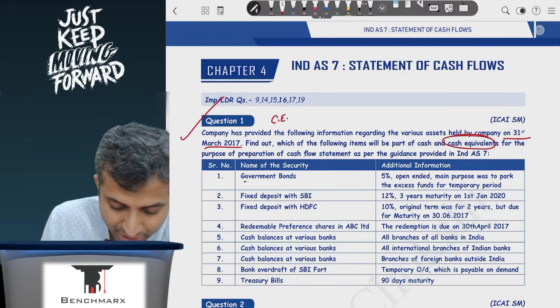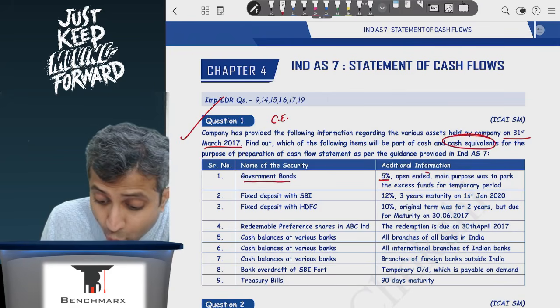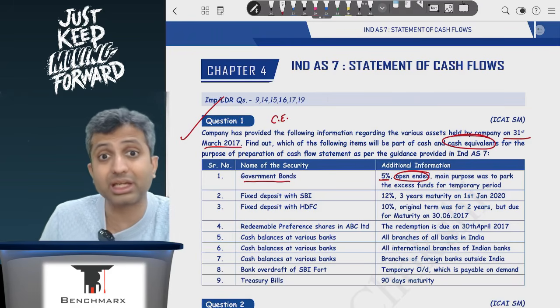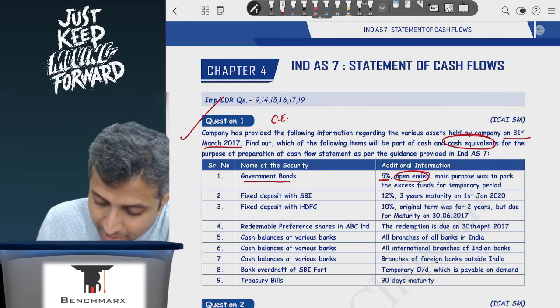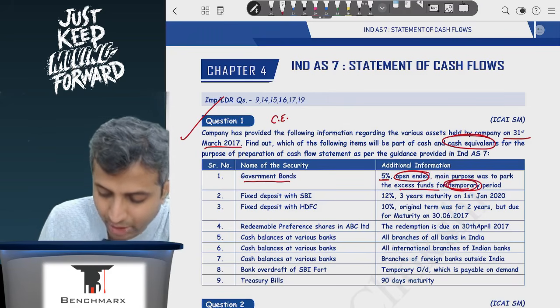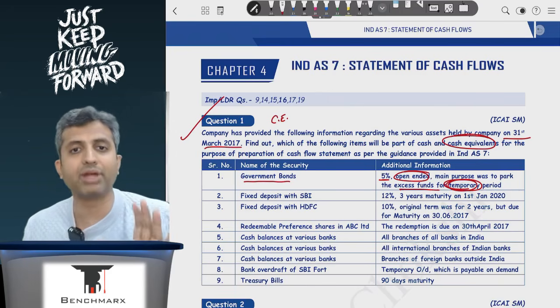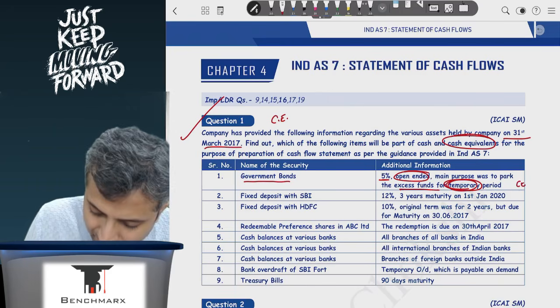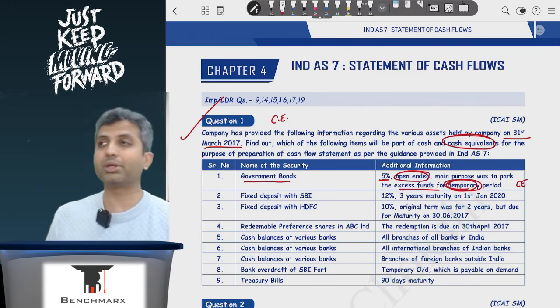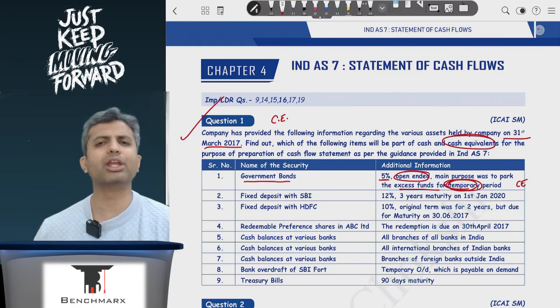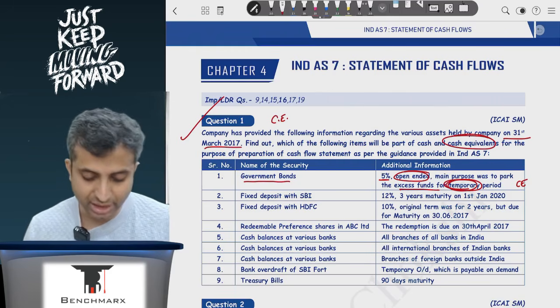Like the first one, there's a government bond. Now this is 5% open-ended. Open-ended means it is open for entry and exit whenever the investor wants. So the investor can create their own maturity. The main purpose is to park the funds for a temporary period, which means usually I look at the maturity date, but in an open-ended fund, I can create a maturity whenever I want to. And as a result, I will say that, well, if I'm parking it for a temporary period, let us say less than 3 months, it's a government bond, so the value is reliable, it is liquid, and hence I will say that this is a cash equivalent.